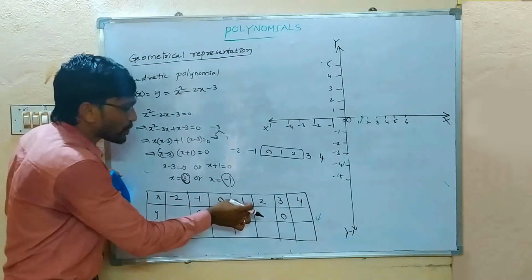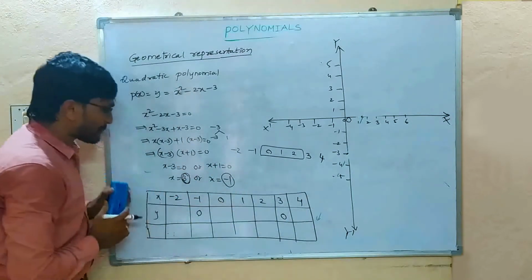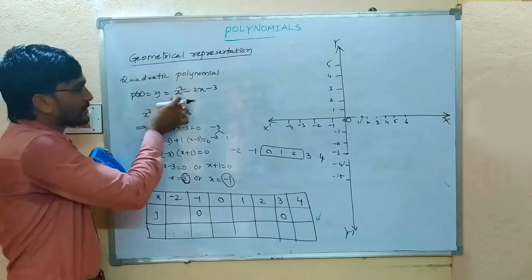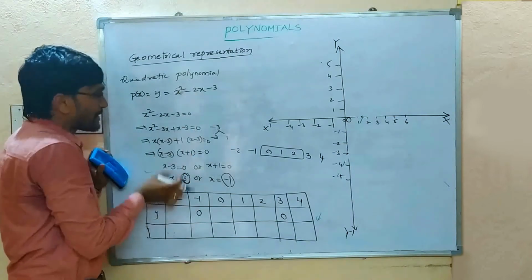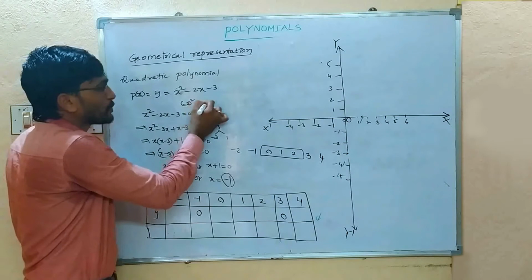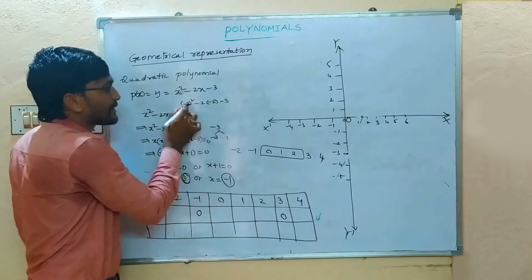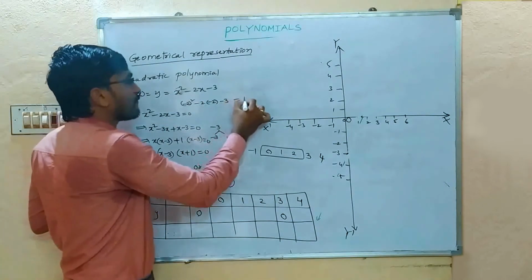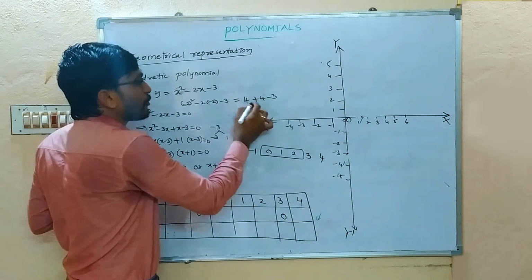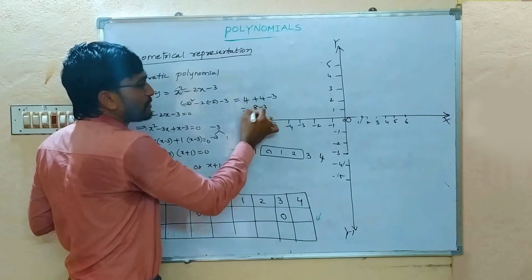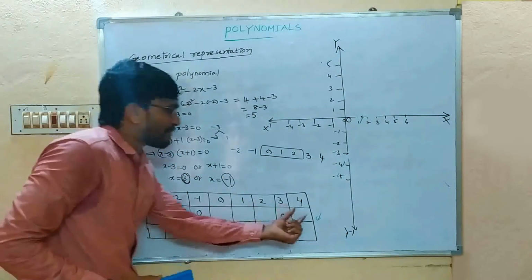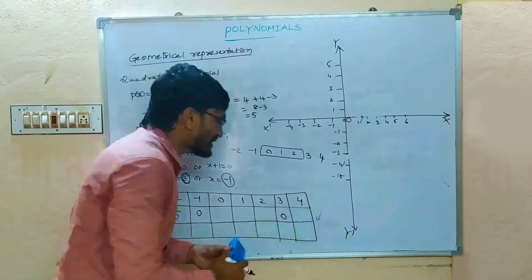So now calculate it for minus 2, 0, 1, 2 and 4. At minus 2, substitute the x value as minus 2 in y is equal to x square minus 2x minus 3. So x is minus 2: minus 2 whole square, minus 2 into minus 2, minus 3. Minus 2 whole square is nothing but 4. Minus 2 into minus 2 is plus 4, minus 3. 4 plus 4, 8. 8 minus 3 equal to 5. So here the value is 5. You can write simply that the value of y at x equal to 4 is also 5.